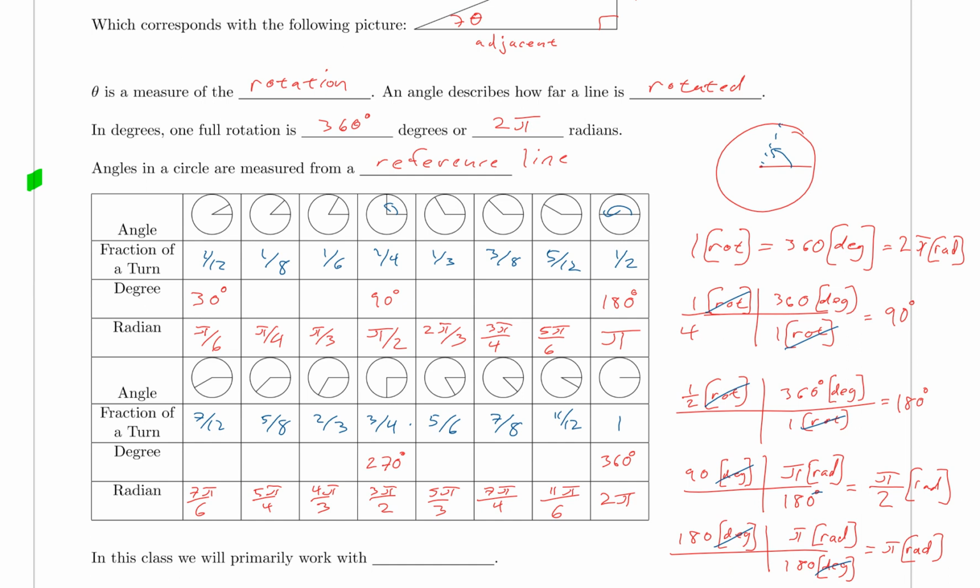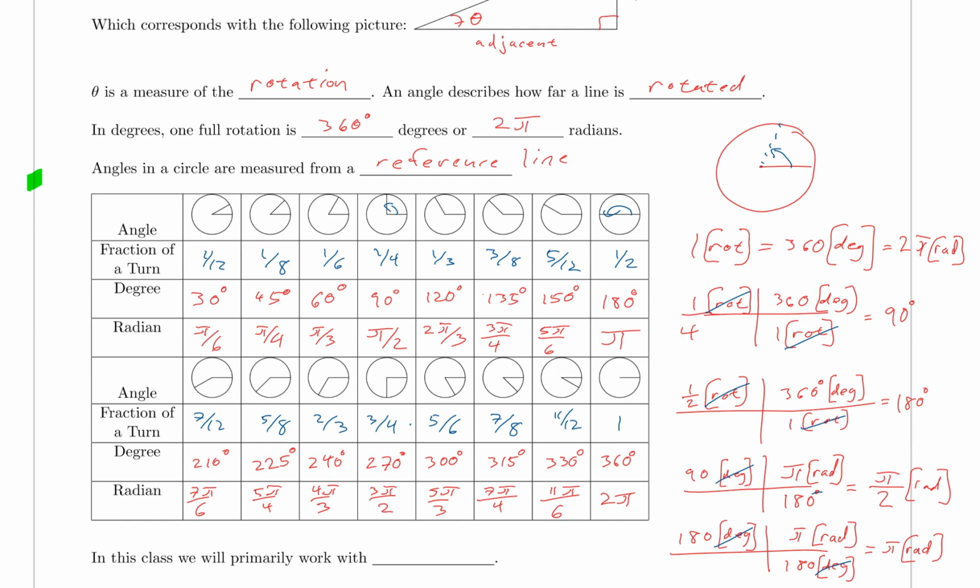Now I encourage you to practice calculating the degrees for each of these. I'm just going to go ahead and fill them all in for you real quick. So this one is 45 degrees. That is 330 degrees. Okay, so that's our table all filled out.